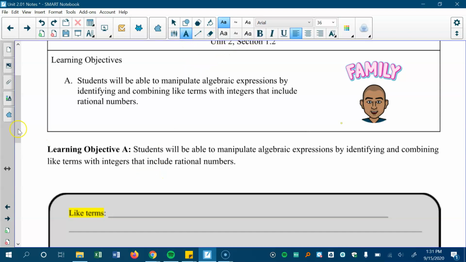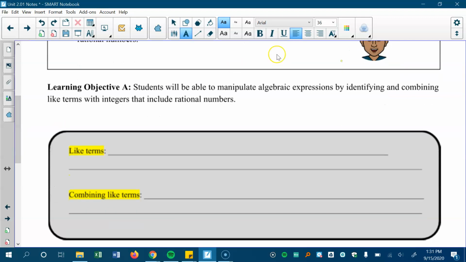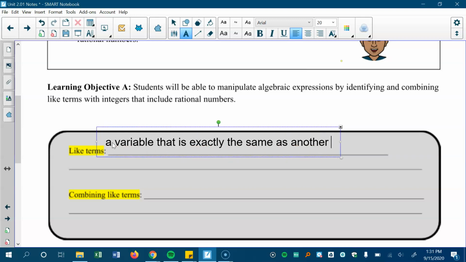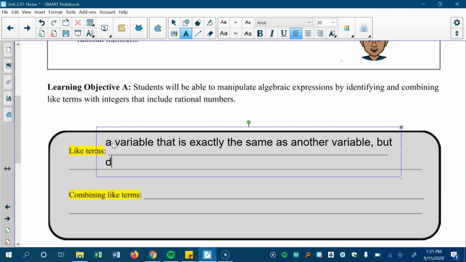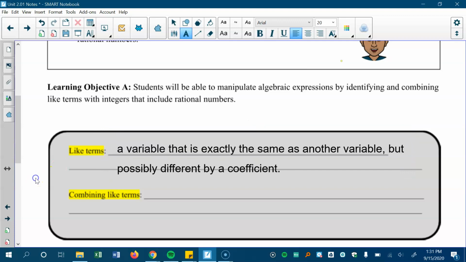Our first box asks us to define like terms again, and I hope you're recognizing that since we've asked you to define like terms I think 4 times now, this is a very important idea. Like terms are a variable that is exactly the same as another variable, but different by a coefficient. And I'm going to say, but possibly different, because they may actually have the same coefficient. If you're not sure what a coefficient is, this video is going to help you out with that.